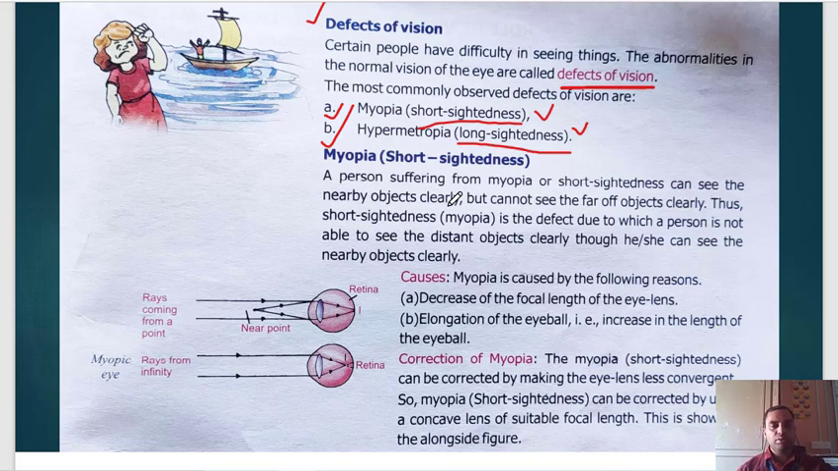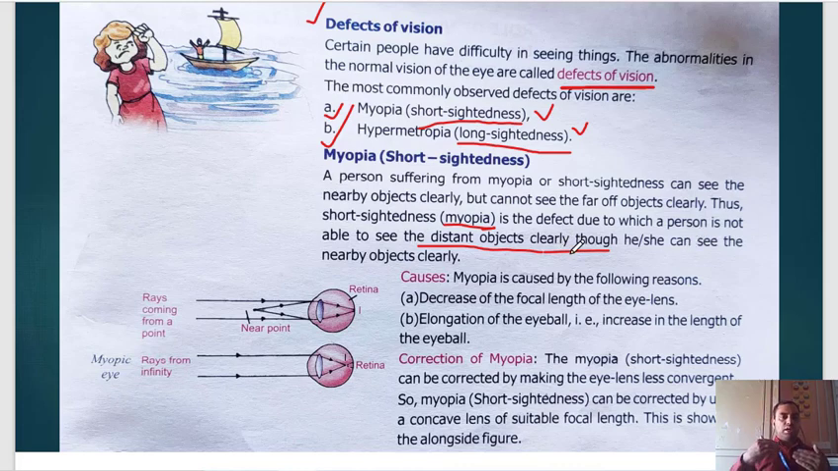But if an object is far away from him or her, he or she may not be able to see it properly, but cannot see the far-off objects clearly. Short-sightedness or myopia is a defect due to which a person is not able to see distant objects clearly, though he or she can see nearby objects. This one you should remember. Myopia. If anyone is suffering from myopia, he or she is not able to see the distant object.